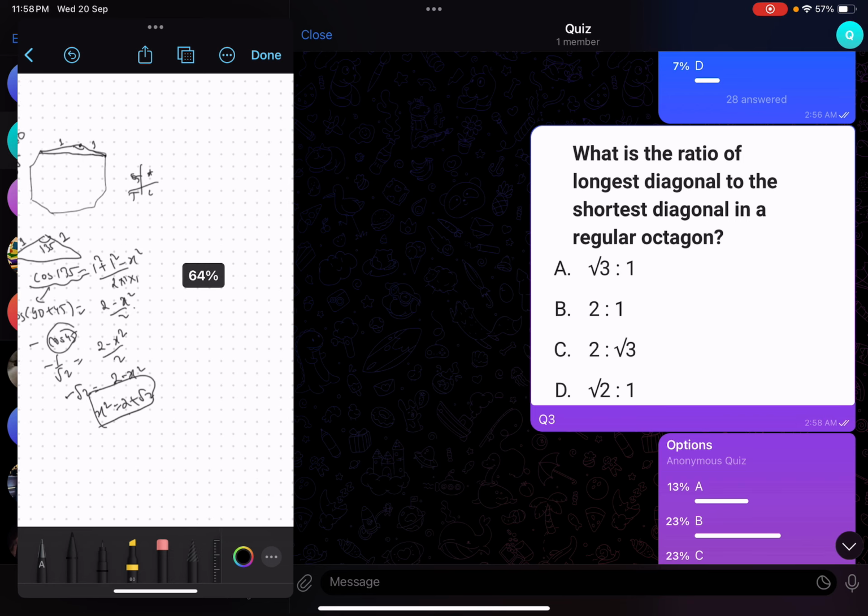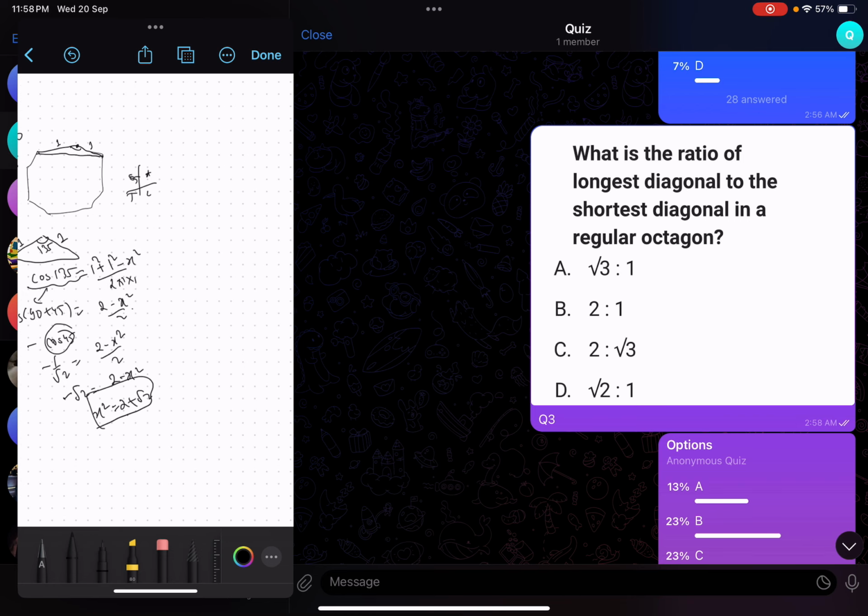Now coming to the bigger diagonal. The bigger diagonal will be this. Let us pick the biggest diagonal. The first, second, third, this will be smaller. Just opposite the vertex, this will be the biggest diagonal. In this, if we are able to find out this, then we will be able to find out this as well.